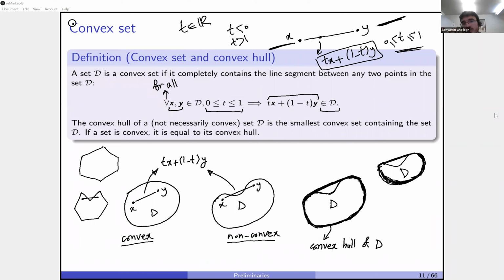In other words, we are convexifying the set. We are making it convex. This is the convex hull.